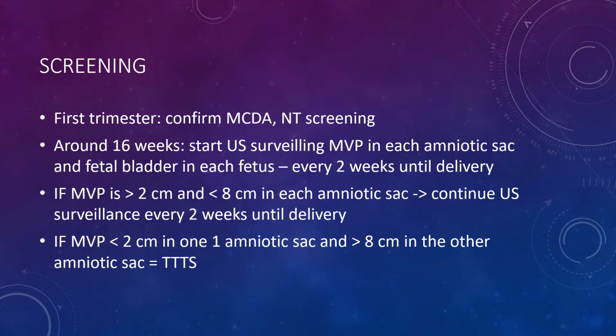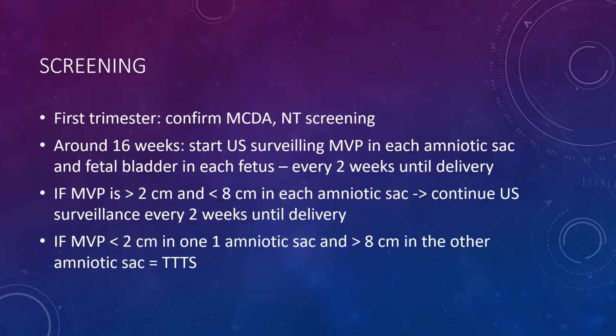Then around 16 weeks, you're going to start doing ultrasounds, and in these ultrasounds, you're going to be measuring the maximum vertical pocket in each amniotic sac. You also want to look at the fetal bladder of each fetus, because remember, in the donor fetus, we're concerned about its renal function and being able to see that bladder to see if it's making urine still. And if the maximum vertical pocket is greater than 2 centimeters but less than 8 in each amniotic sac, so they're still in the clear there, we're going to continue to do ultrasounds every 2 weeks until delivery.